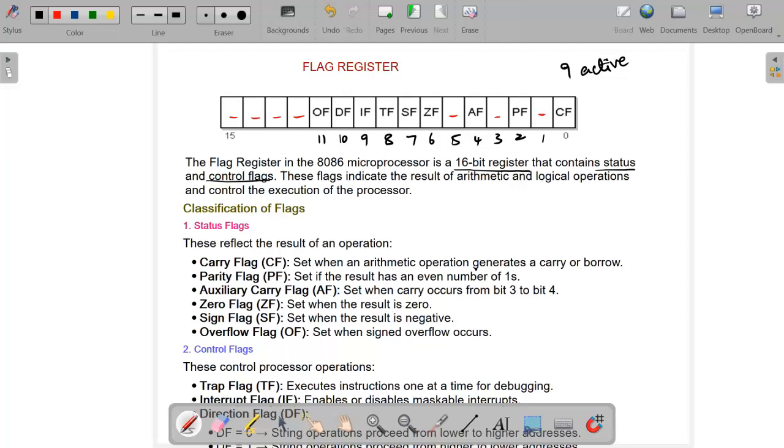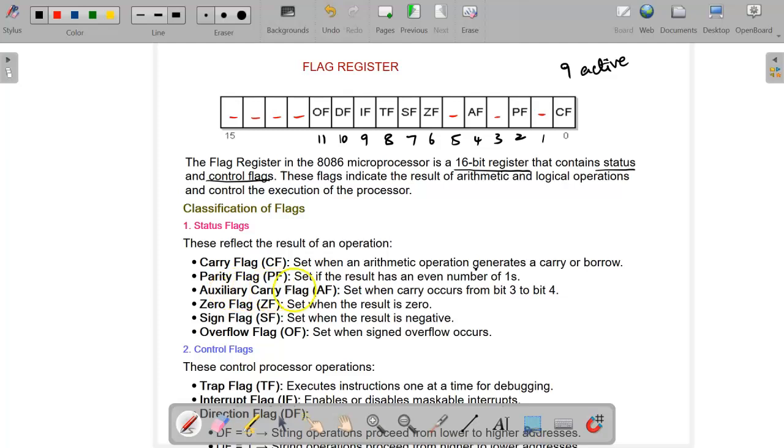Under the status flags we have 6 flags: carry flag, parity, auxiliary carry, zero flag, sign flag and overflow flag. Generally whenever we do arithmetic operations like addition, we may get a carry. In that case the carry flag will be set. Similarly, during the subtraction operation we get a borrow, so in that case also the carry flag will be set to 1.